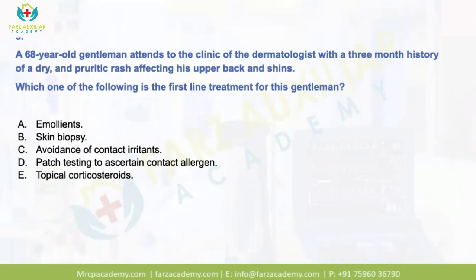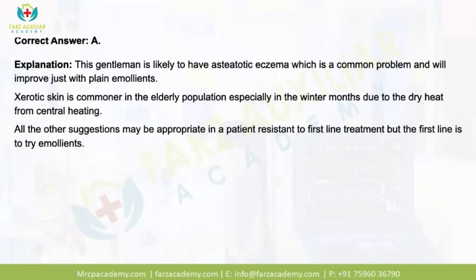It's a 3-month history. So he's suffering for quite some time, but it's not really bothering him. So the right answer will be A, the emollients. The gentleman is likely to have asteatotic eczema, which is a more common problem and will improve with just plain emollients. Xerotic skin is common in the elderly population, especially in the winter months due to dry heat from central heating. All other suggestions may be appropriate in patients resistant to first-line treatment.